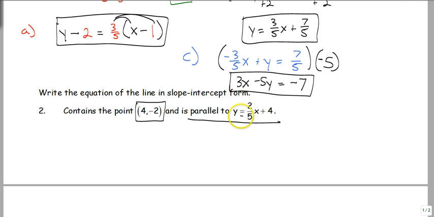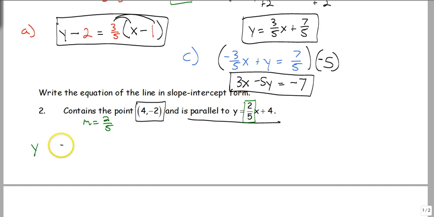What's true about parallel lines? The slopes are the same. So if my one line has a slope of 2/5, this line has a slope of 2/5. I need to use 2/5. Alright, and again, I know it says write it in slope intercept form, but I always start with point slope form. So I'm going to start with point slope form first.